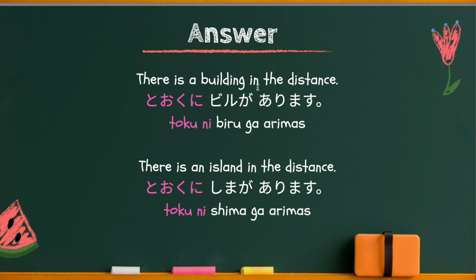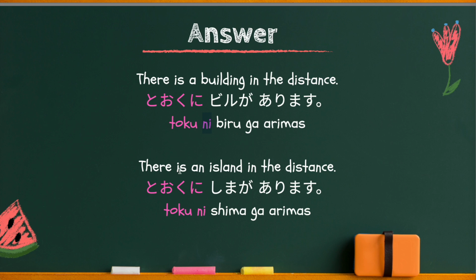There is a building in the distance. 遠くにビルがあります。ビルがあります means there is a building. And because it's a non-living thing, so you need to use あります。In the distance, that's the place of being where the building exists. Therefore, the location word 遠く then に particle.